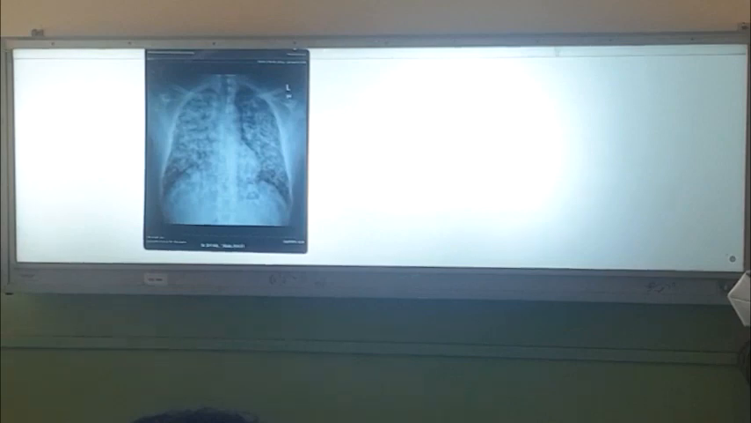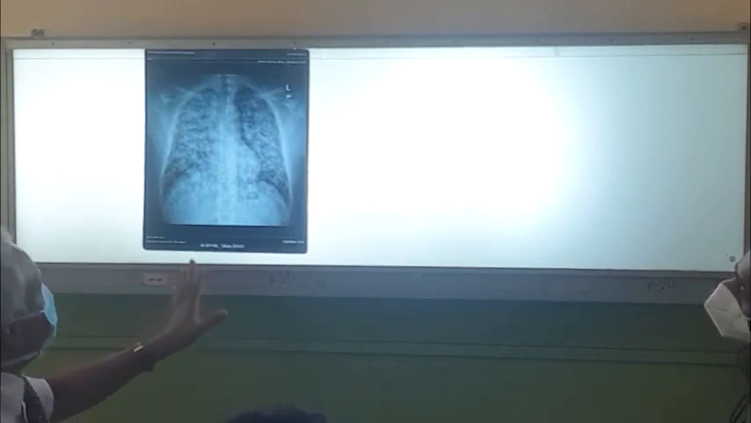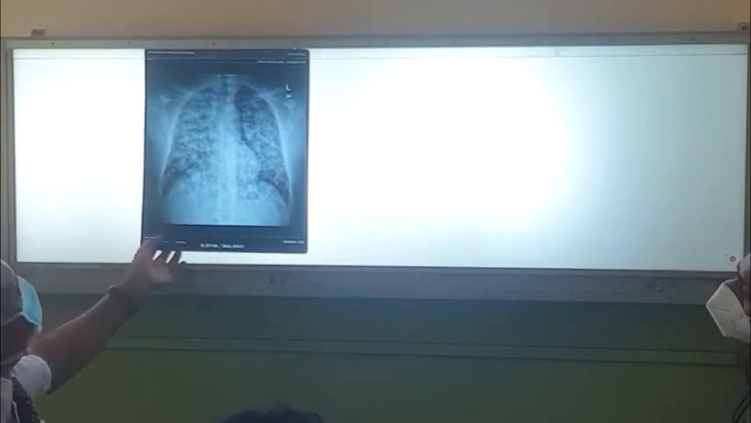This one recently came with bilateral patchy opacities, ill-defined patchy opacities. It suggests a malignancy, but we have to consider other possibilities: vasculitis, bronchopneumonia, TB, everything we have to consider. But this is very suggestive of malignancy, right?